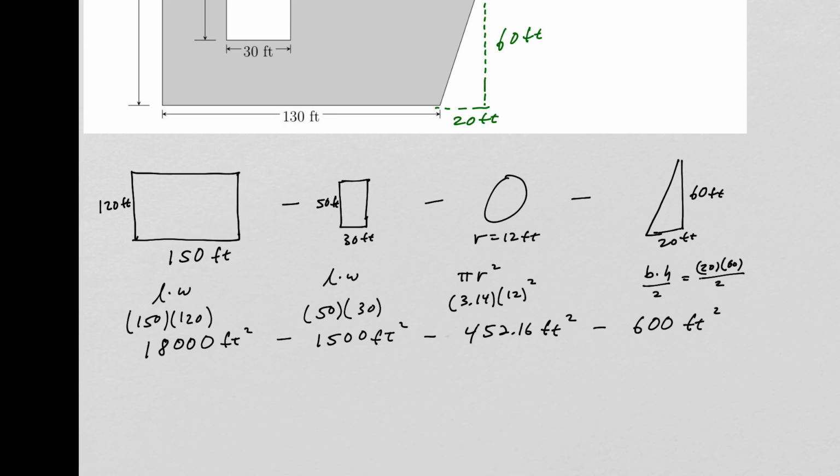Okay, so now I just need to work this out, right? So I start with 18,000. Again, I'll go to my calculator. So 18,000 minus 1,500 minus 452.16 minus 600, and that's equal to 15,447.84. And this is feet squared. So that would be the area of the shaded region, right? The area of the property not including the pool and the house. That would be the answer.